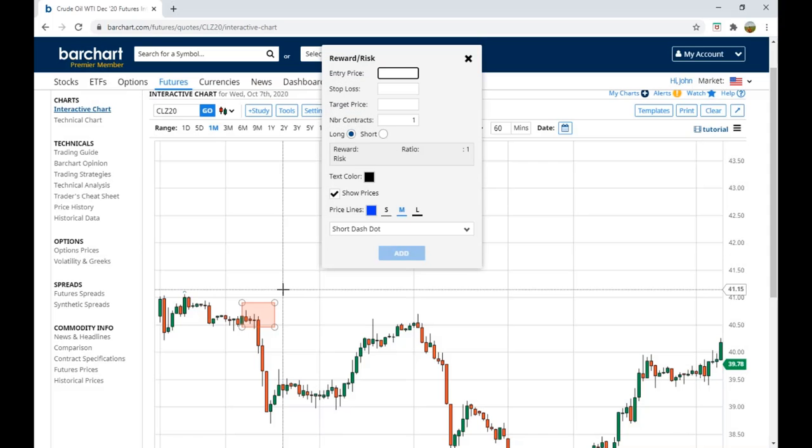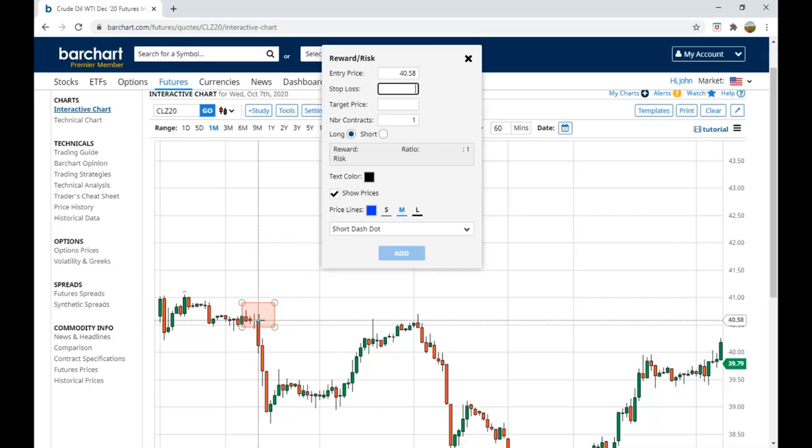But if I set this trade up, and I picked my entry, let's say right about here, and I'm looking at this candle here. If this gets above there, I'm probably wrong, right? So my entry would be at 40.58. My stop loss would be at 40.76. Now I need to set a target.